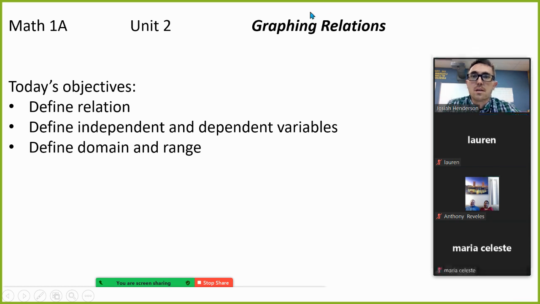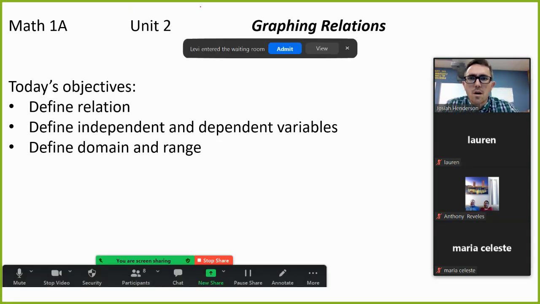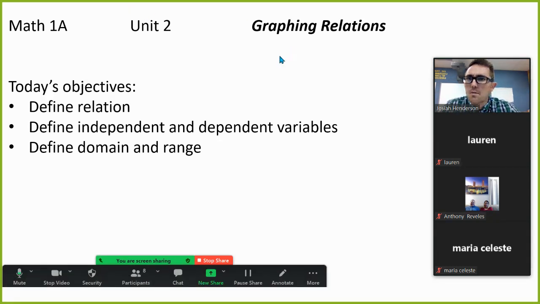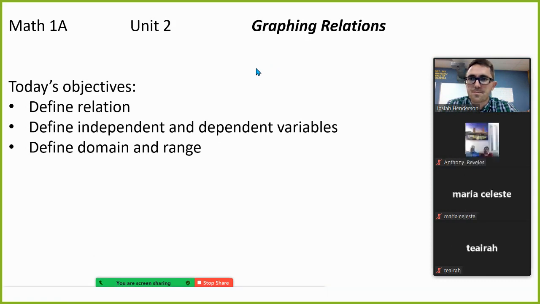Good news is Unit 2 is actually pretty short. Unit 1 was a little longer. So I think we're going to be done with this in probably 2 weeks instead of like 2.5 or 3 weeks. So today's our first day.